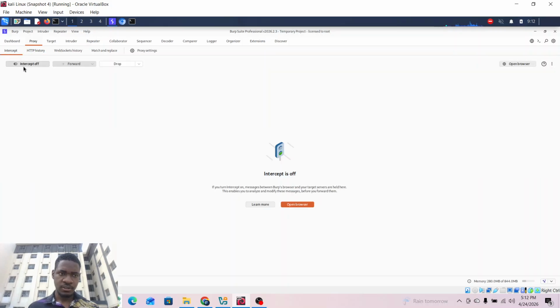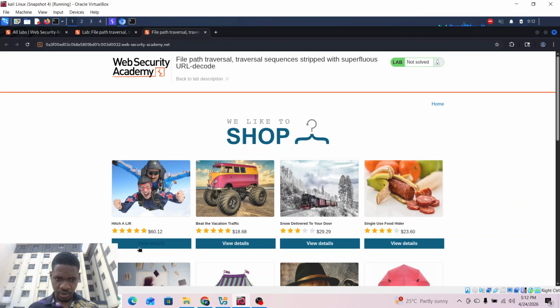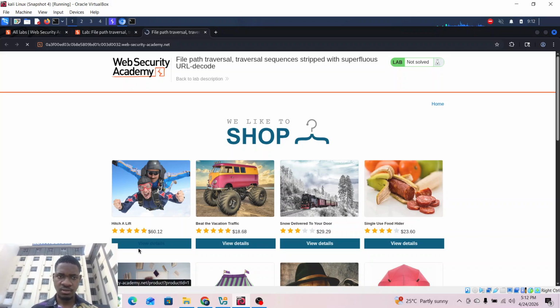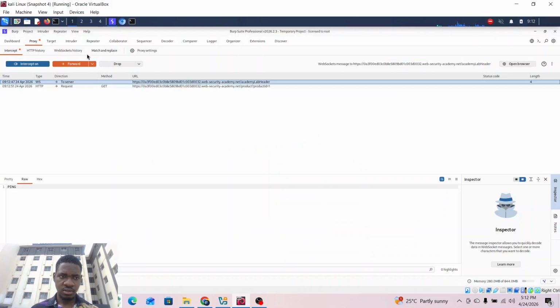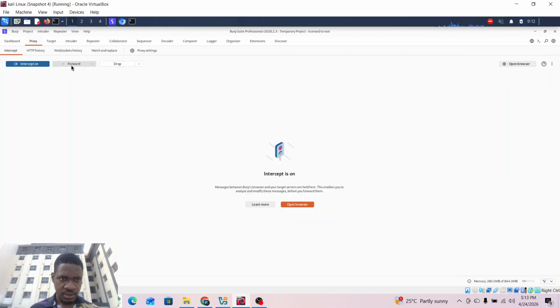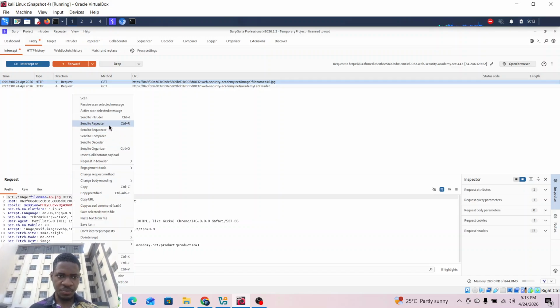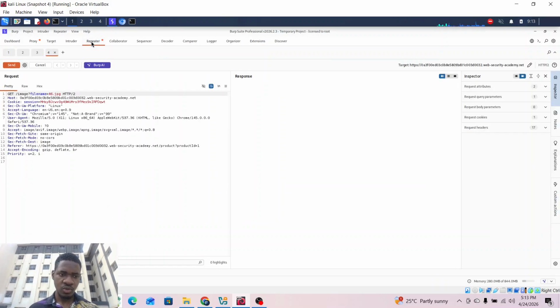Okay, let's intercept it, as usual. View details. Forward. This is not what we're looking for. So send that to the repeater. We are looking for the one that has an image, because that way we can trick the system to display a file instead of an image.